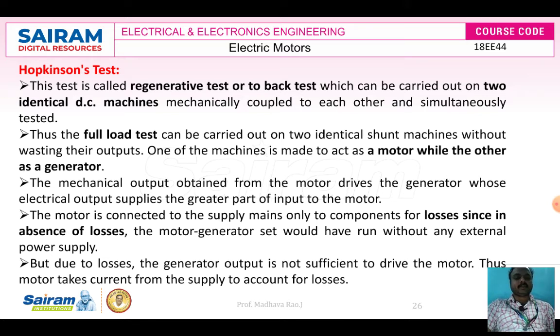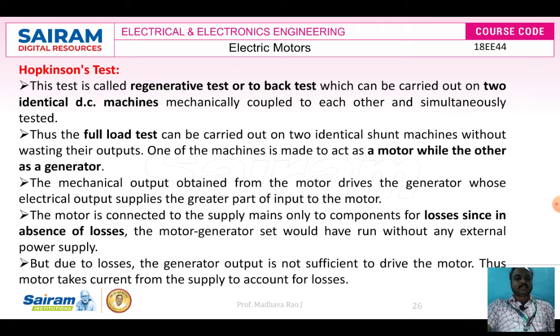Since in this method of testing, we are using two identical machines. One is motor, other one is generator. So motor and generator both are coupled. Once motor starts rotating, generator automatically will rotate. So we'll get supply from generator itself. That's why we can call this method a regenerative test.